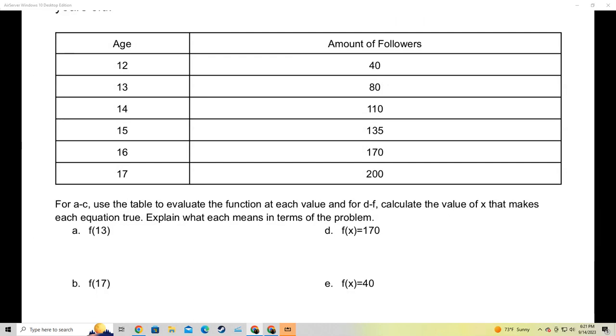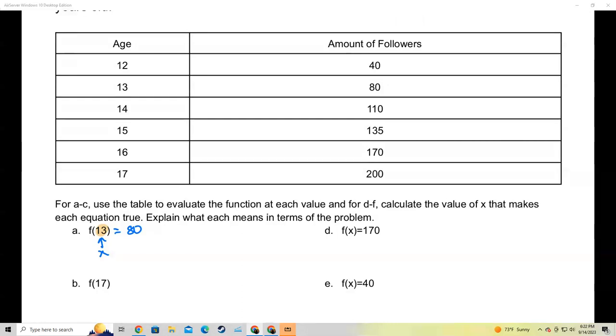The first one says f of 13. The first thing I need you to realize is that that 13 is where the x would be. So that 13 is my input or my x. And they're asking what matches up with that 13 of x. Well, when it's 13, it matches up with the number 80. So I can say that f of 13 equals 80, which would be my y value.